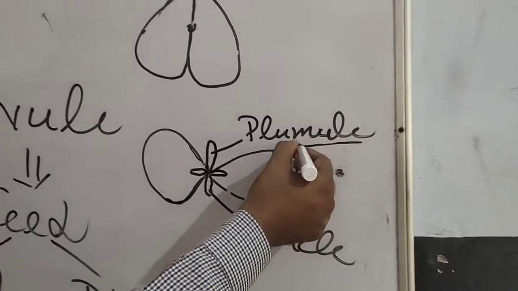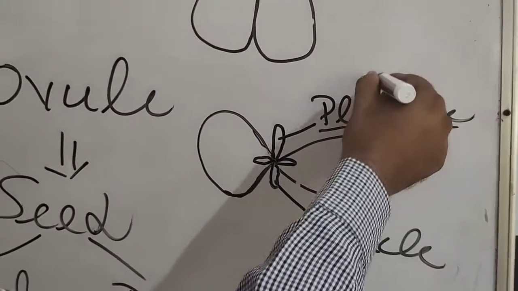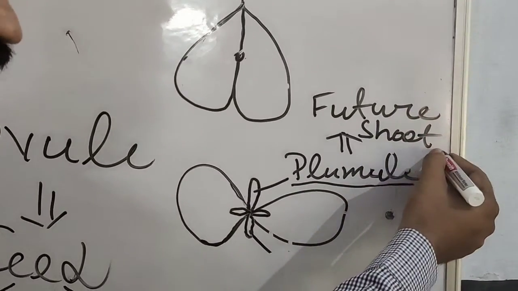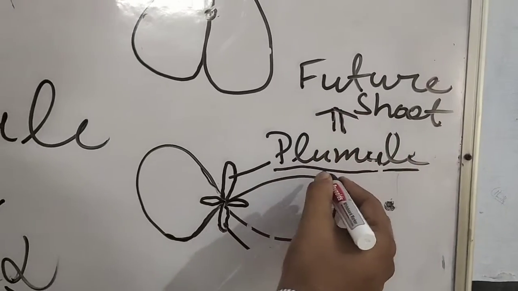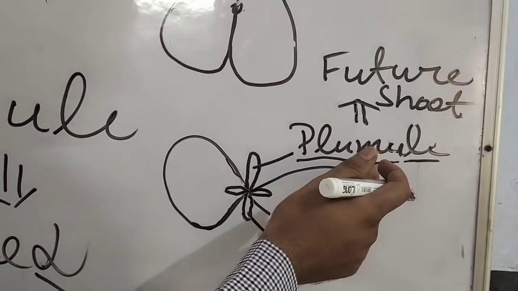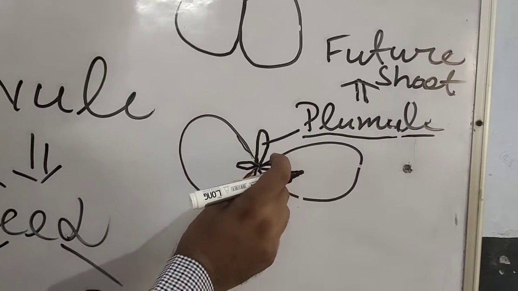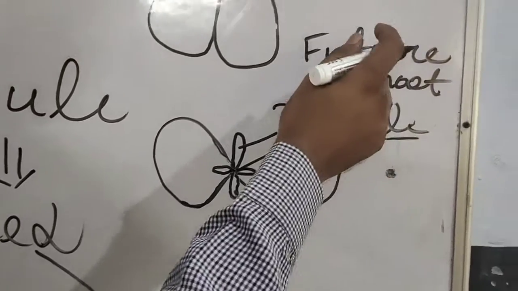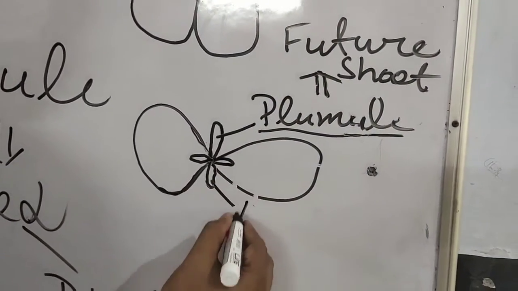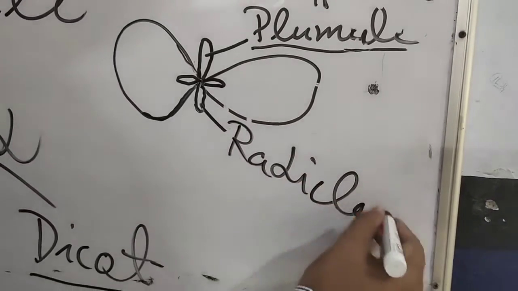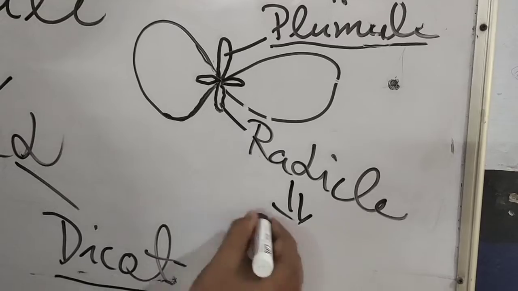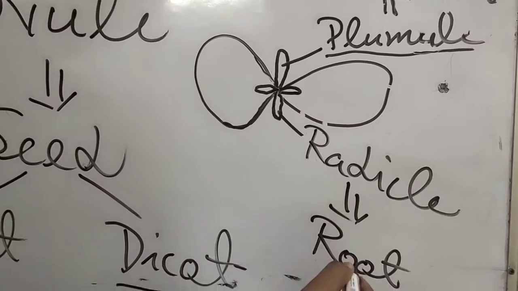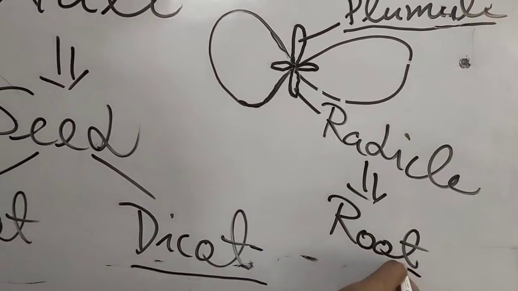Now this plumule develops into the future shoot. So students, plumule develops into future shoot, means the upper part of the plant is developed by the plumule. If we speak about seed germination, the plumule is the part of the embryo that develops into shoot, and the other part is known as the radicle. The radicle is the part of the embryo that develops into root.